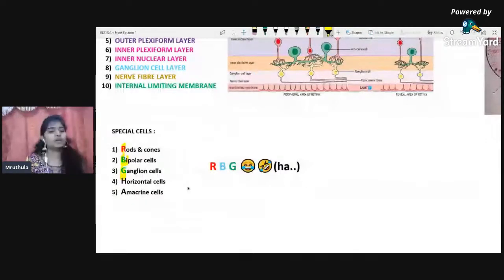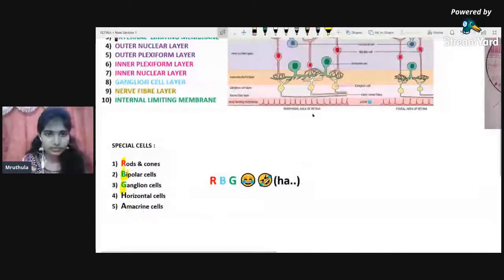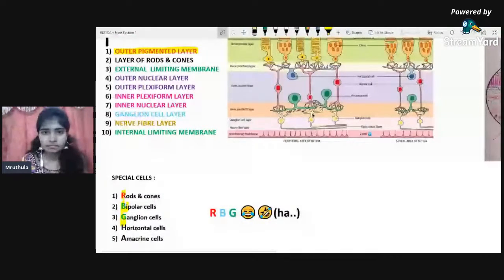Okay, so this is in the order from the outer pigmented layer towards the center. Which means immediately you need to correlate it with the eyeball. So outer pigmented layer is the outer aspect and the inner neural layer is on the inner aspect. So what I'm telling as RBG is from the outer pigmented layer, from there we are getting towards the eyeball. Okay, so it's RBG. Now let's see where this R is there, B is there, and G.